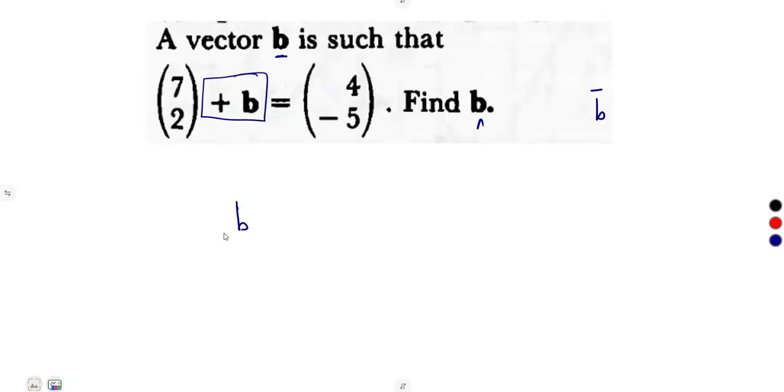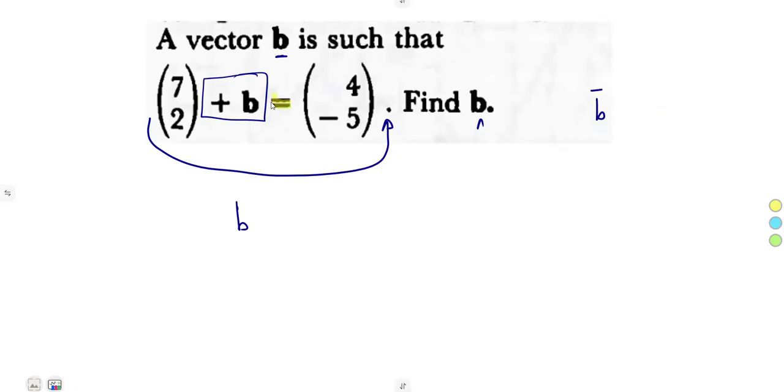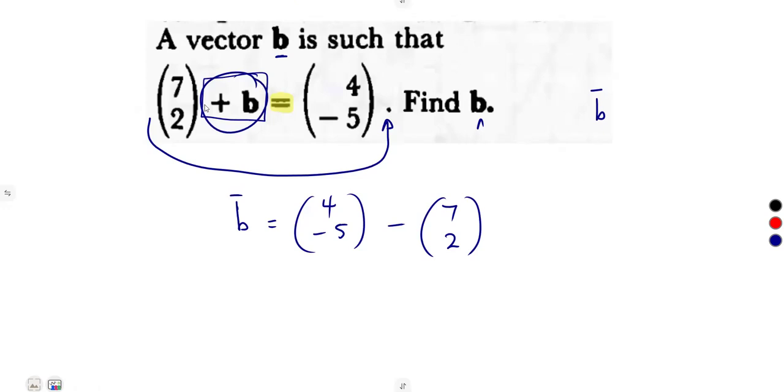So I can just leave that B on the left-hand side and take this vector to the right-hand side, knowing that it is an equation. Once it crosses the equal sign, it changes what? The sign. So meaning to say, we are going to have 4 minus 5, which was already on the right-hand side. Then we subtract. This was a positive vector, so taking it to the other side will make it negative. So we subtract that vector 7, 2. So that's giving us this vector B.